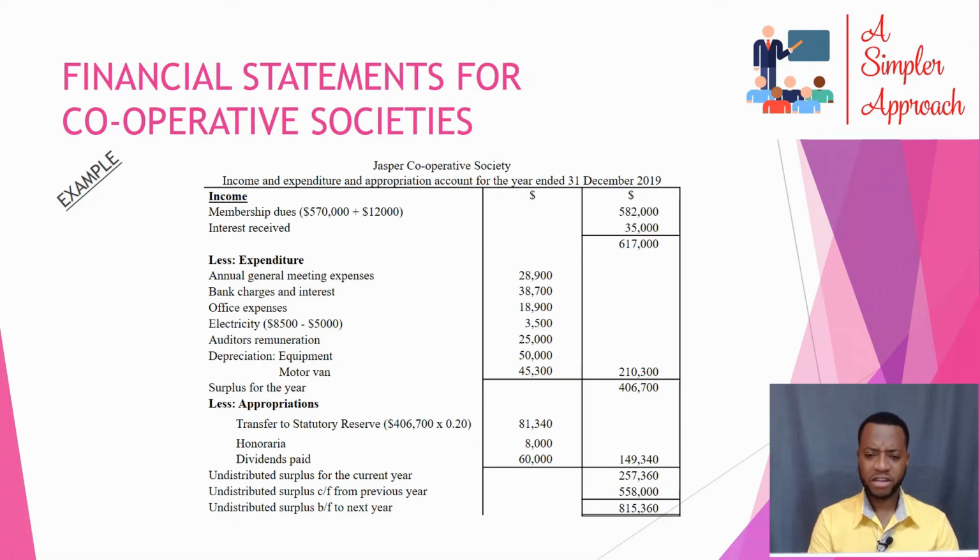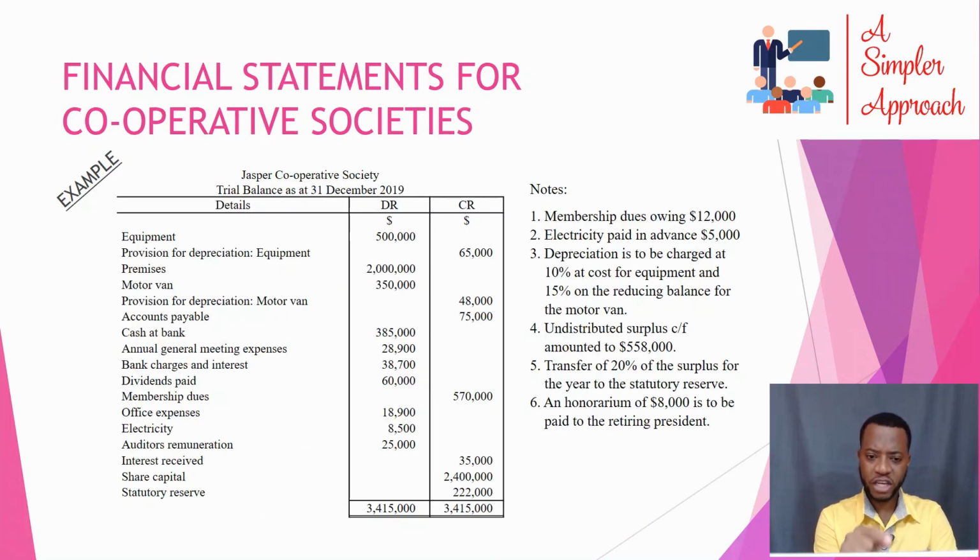Depreciation. Let me just backtrack for a second. Note number 3: depreciation is to be charged at 10% on cost for equipment. You simply look in your trial balance and find equipment. Equipment, 500,000. So, depreciation for equipment, 10% on cost. That's the easy one. The other one is not so easy, depending on if you remember or you don't remember: 15% on the reducing balance for the motor van.